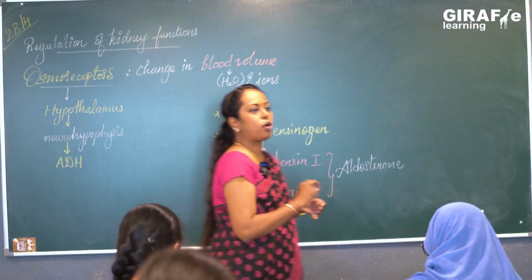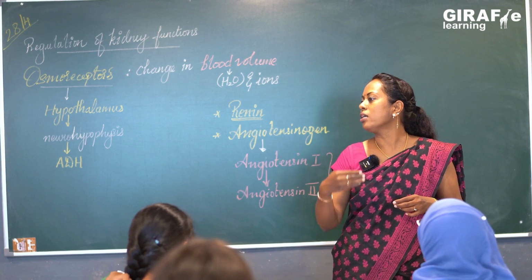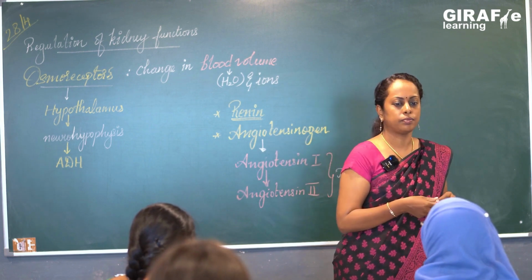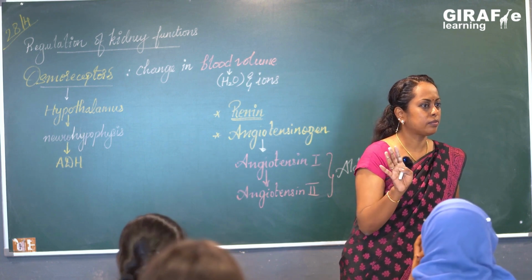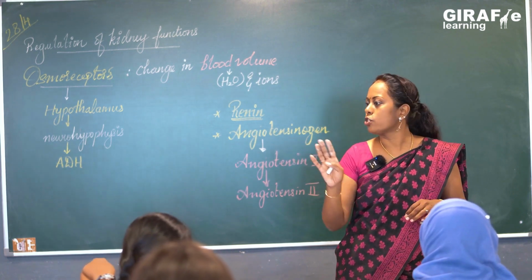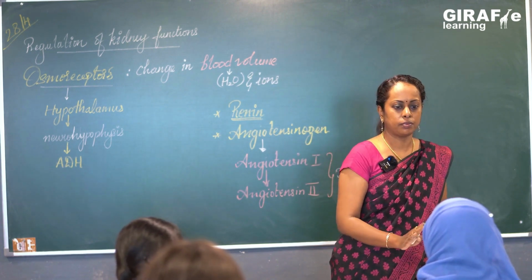Now, before we start the topic, first tell me, in kidney, which is considered to be the structural and functional unit? Nephron. So, how many nephrons do we have? Okay, millions of nephrons are present. What do you think will be the function of nephron?